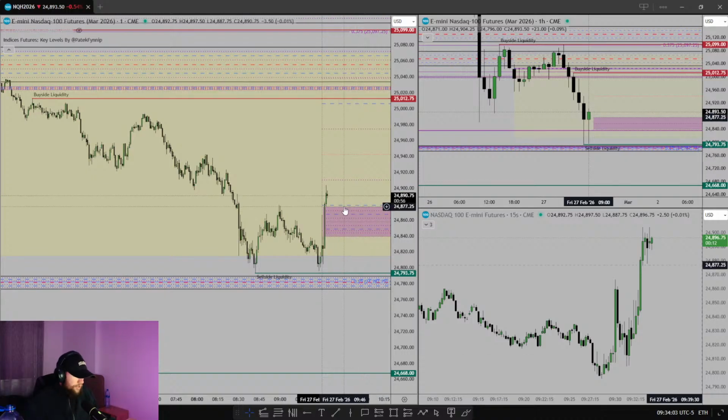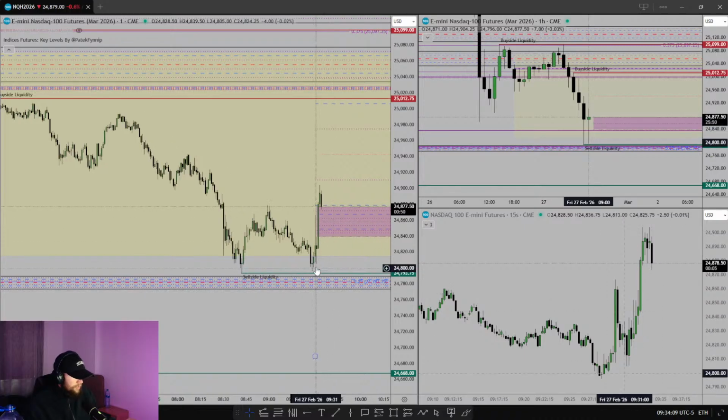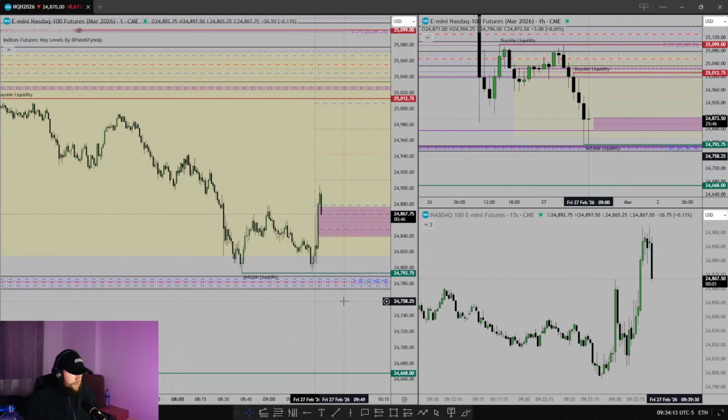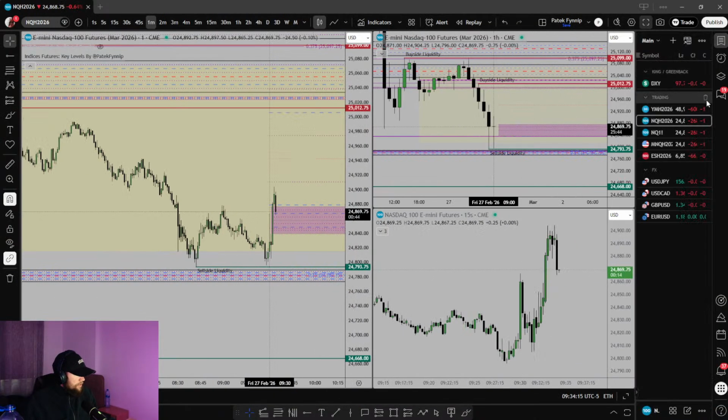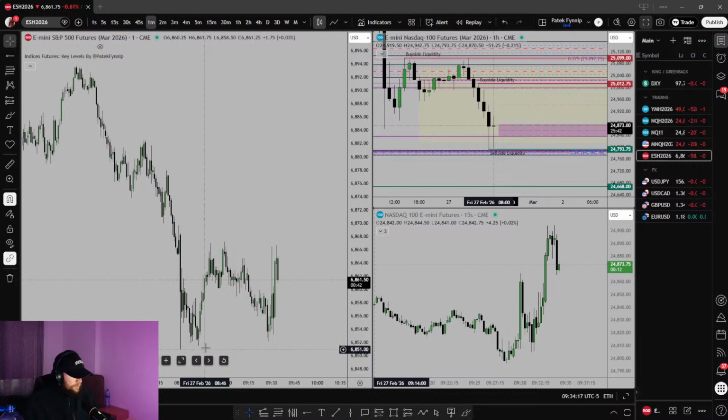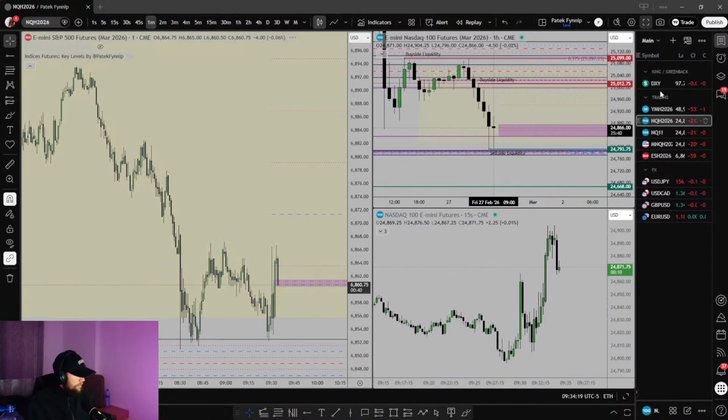All right, so we are trading above the lower quadrant here with the first presentation. So we need to see what the first presentation is going to show us. I mean, let's compare ES real quick. ES left the equal lows here as well.